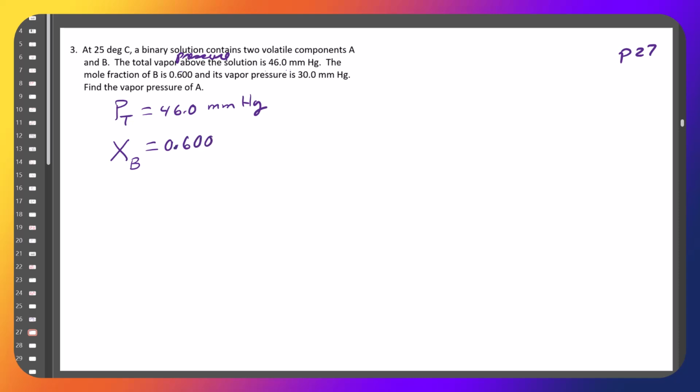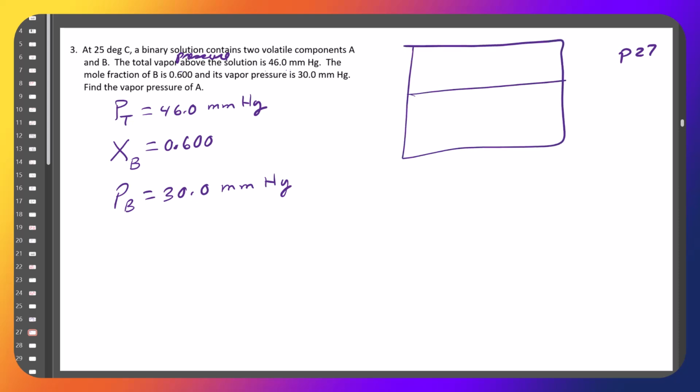Its vapor pressure is 30, so that means the pressure of B is 30.0 millimeters mercury. Notice that I didn't say pure B here, I just said B. So that's going to make a difference in solving this problem. Our picture would be liquid, vapor. We have A and B in the liquid, and we have A and B in the vapor. It wants us just to find the vapor pressure of A.